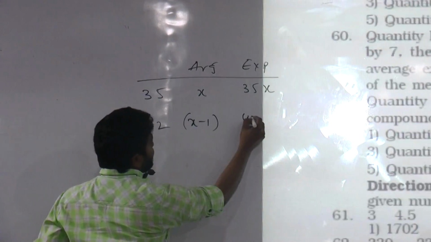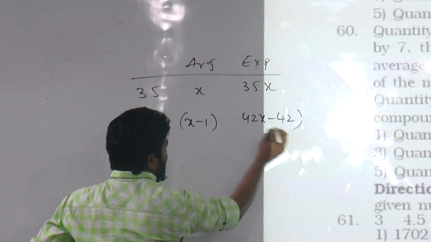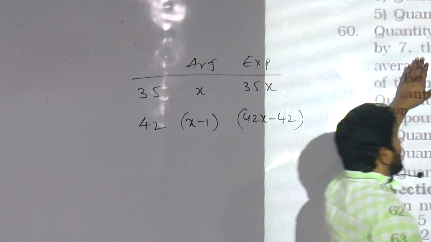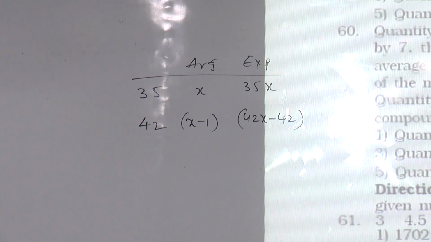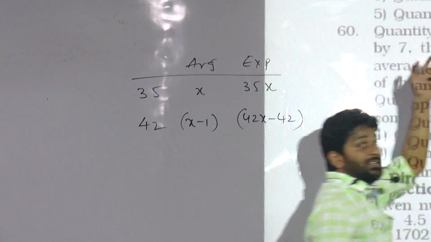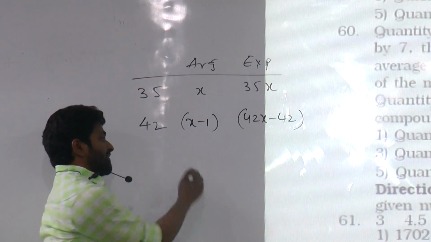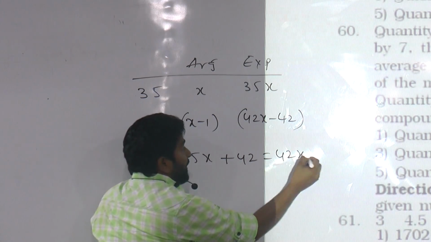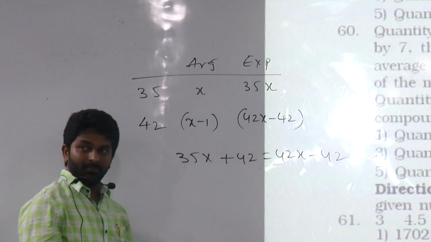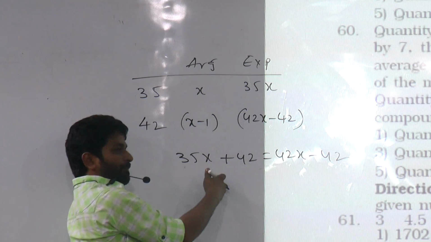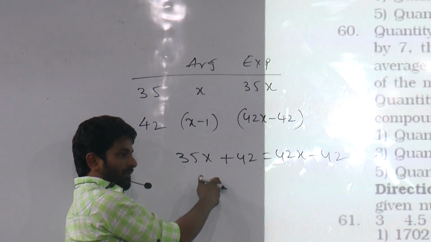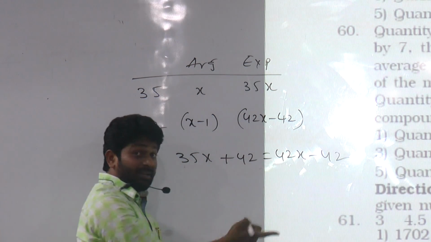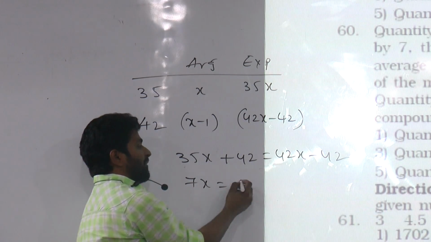So that will be 42X minus 42. This is the previous expenditure and this is the present expenditure. And you have the change in expenditure also. The expenses of the mess were increased by 42. Previous expenditure was 35X. It increases by 42, and that will be equal to 42X minus 42, right? Take this negative 42 to the left-hand side, it becomes positive: 84. 35 goes to the right-hand side, becomes minus. 42 minus 35, 7X. So 7X is equal to 84.